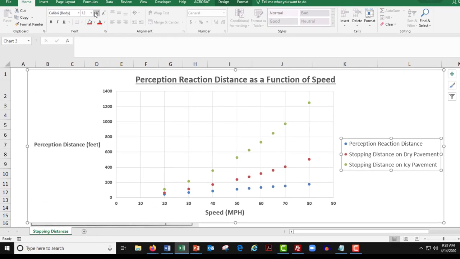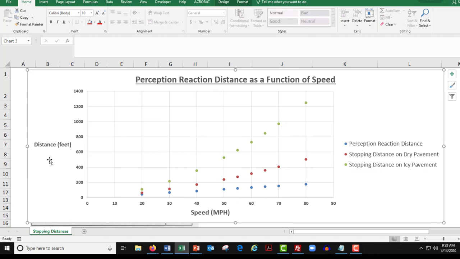So it's not just perception reaction distance, which is the blue. It's also the stopping distance on dry pavement, which is the red, and the stopping distance on icy pavement, which is the green. Okay, now let's also, I think we need to change some of these labels too. Speed in miles per hour is fine. There's no problem with that whatsoever. Perception distance, definitely we should just call that distance, because that's what we're actually looking at.